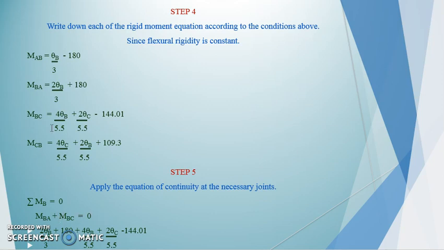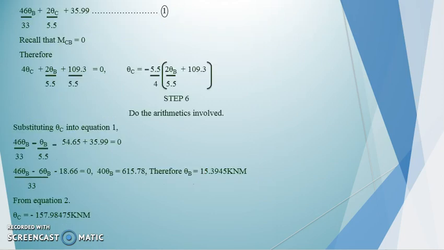So we now sum the rigid moment equations. We add this with this, that's what we have here: 2 theta sub B all over 3 plus 180 plus 4 theta sub B all over 5.5 plus 2 theta sub C all over 5.5 minus 144.01. Here you end up getting this equation.